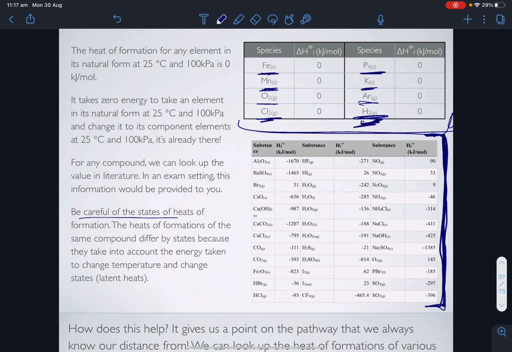One note here, be careful of the states of the heat of formation. The heat of formations of the same compound differ by the states, okay? Because you need energy to change between the states, okay? So be careful. Have I got an example here on the table of something that's repeated twice for each state? The obvious one I'm looking for is water here, but it looks like I've got all different. There'll be an example up later if I don't have it, okay?